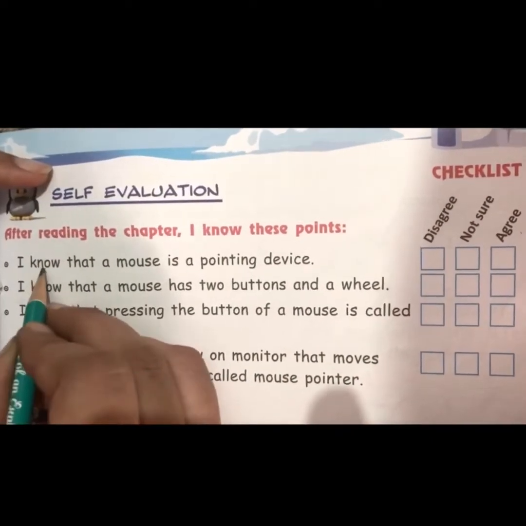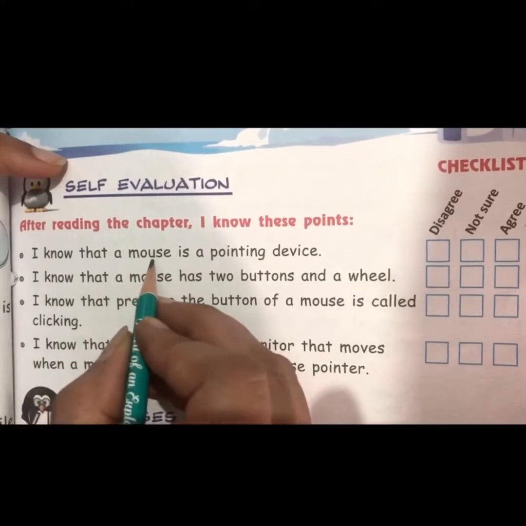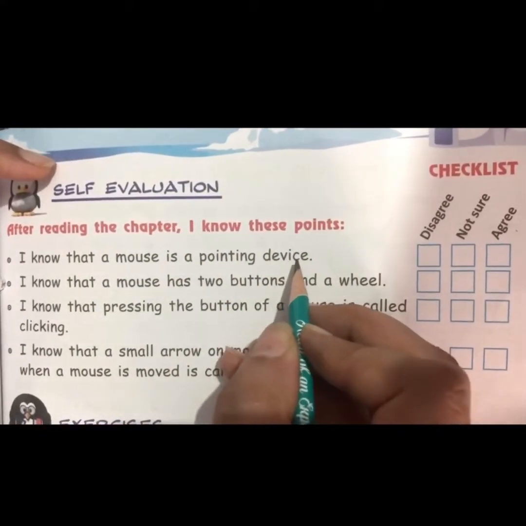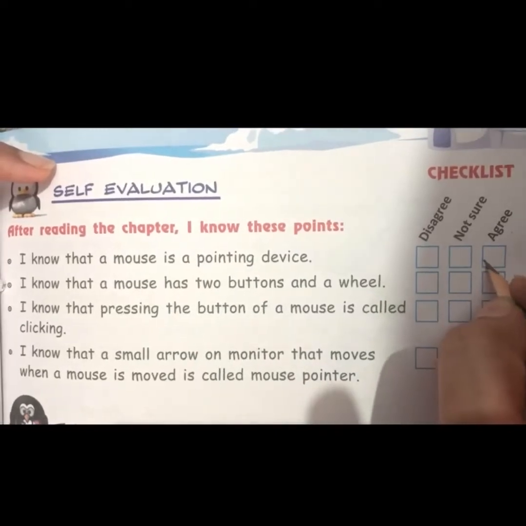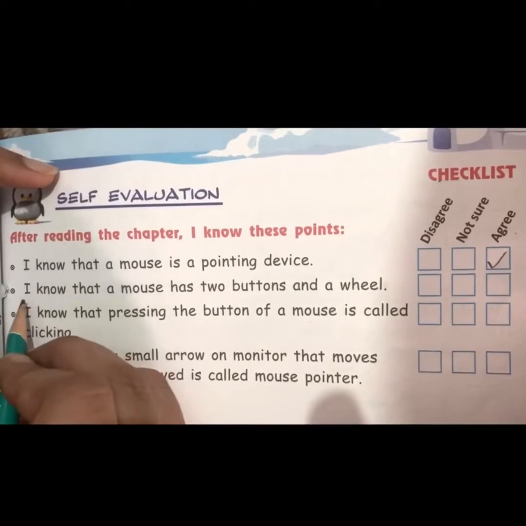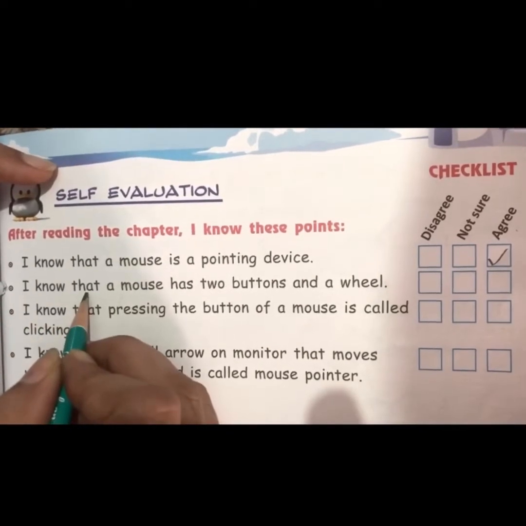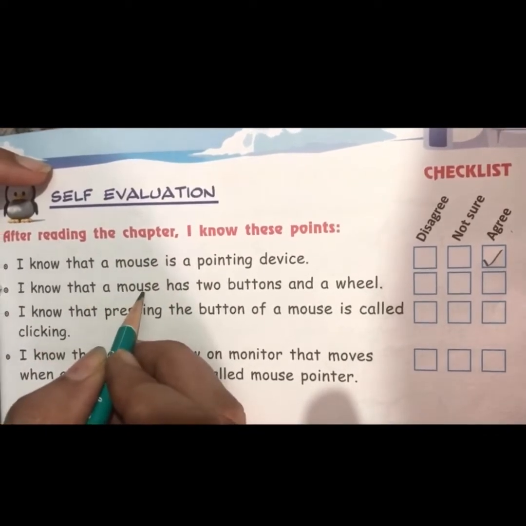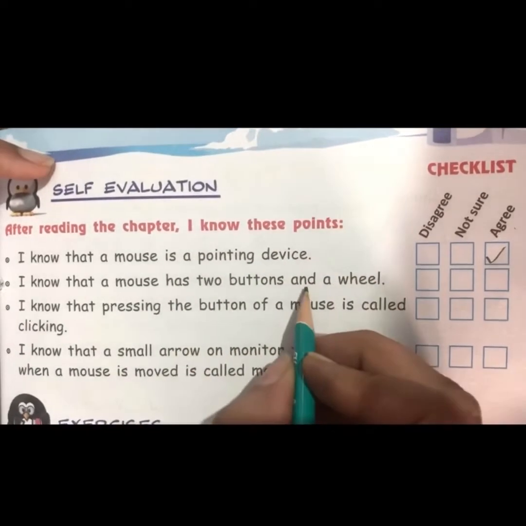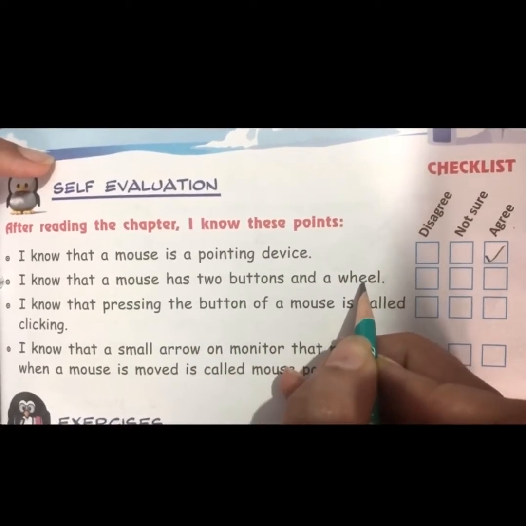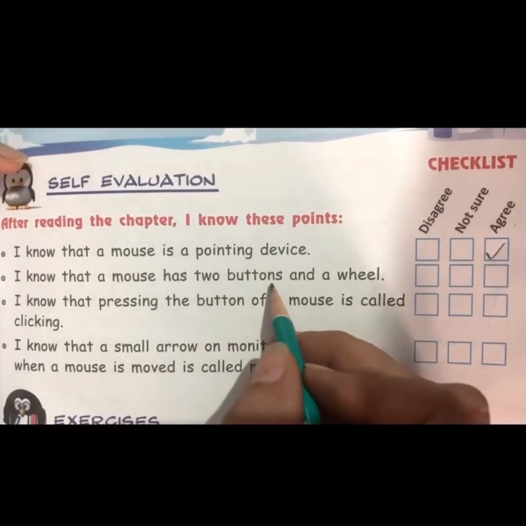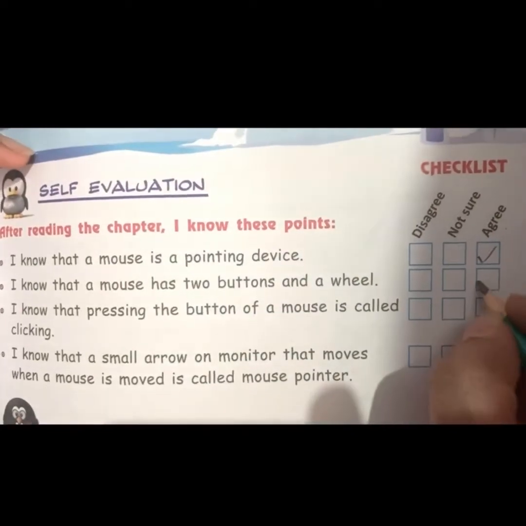First, I know that a mouse is a pointing device. Yes, it is true. A mouse is a pointing device. I know that a mouse has 2 buttons and a wheel. Yes, a mouse has 2 buttons and a wheel. Agree.